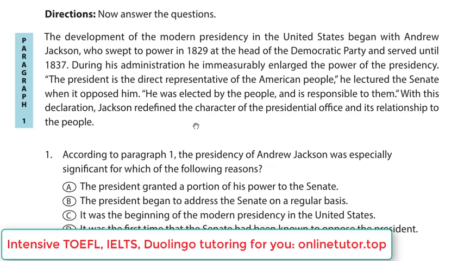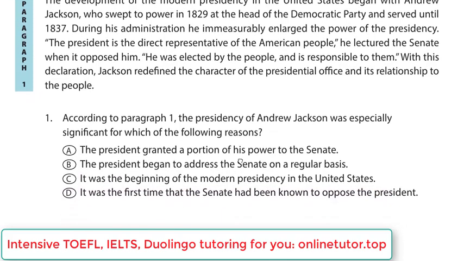Like in IELTS, they don't write according to paragraph 1. Sometimes they write something like that, but not in this manner. Here it's much simpler. So, let's read the first question. According to paragraph 1, the presidency of Andrew Jackson was especially significant for which of the following reasons? Let's have a look at the options. The president granted a portion of his power to the Senate. The president began to address the Senate on a regular basis. It was the beginning of the modern presidency in the United States. It was the first time that the Senate had been known to oppose the president.